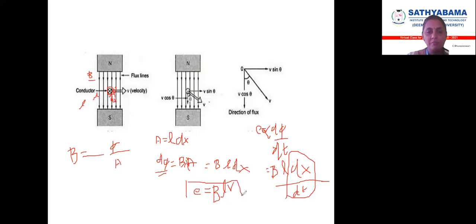This is a very, very important formula. Now, if the conductor is not moving in a straight path but in an inclined path, then the EMF is calculated as E is equal to B l v sine theta. We will be giving some orientation and defining that E is equal to B l v sine theta, where theta is the angle made by the conductor with the uniform magnetic field. So E is equal to B l v sine theta.